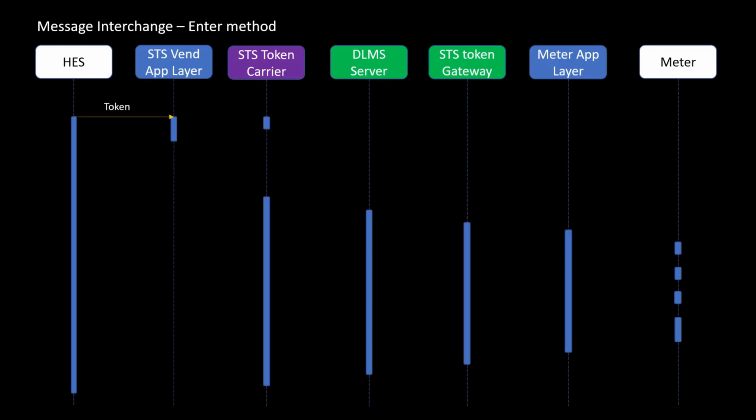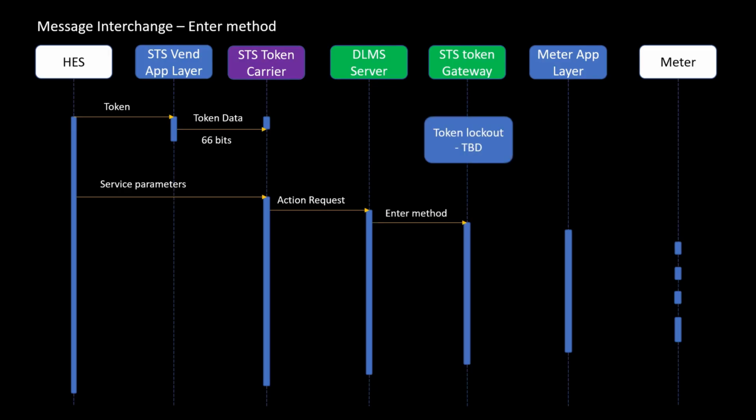So what happens? When you send a token, the head-end system generates this token. The token data, which consists of 66 bits, is sent through to the token carrier along with any service parameters that may be required. An action request is generated, which is then sent through from the STS token carrier essentially through to the DLMS server. The DLMS server generates an enter method. There could be a token lockout defined sometime in the future just to stop people, hackers really, sending arbitrary tokens until they get one right. But this has not yet been defined.